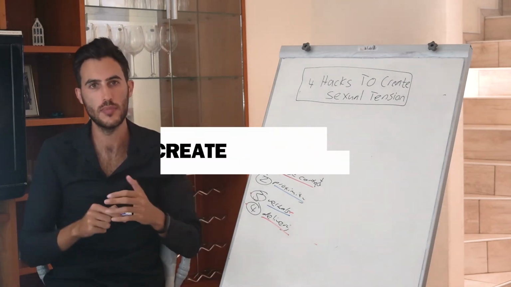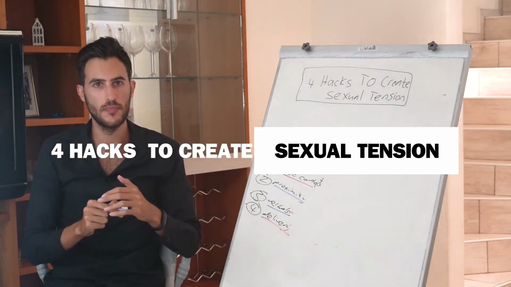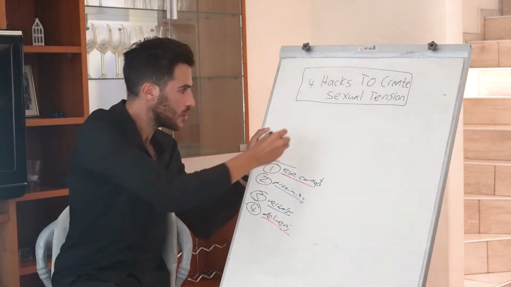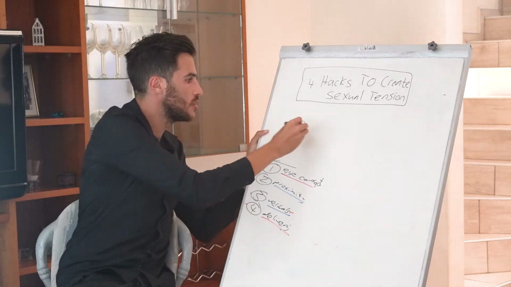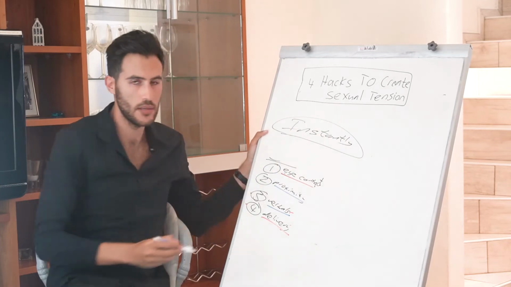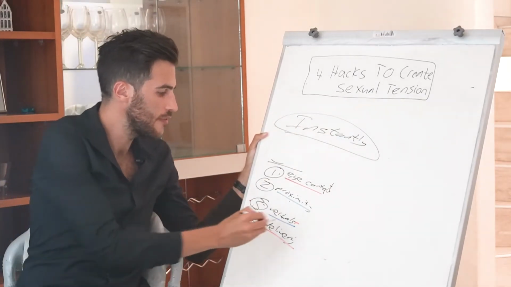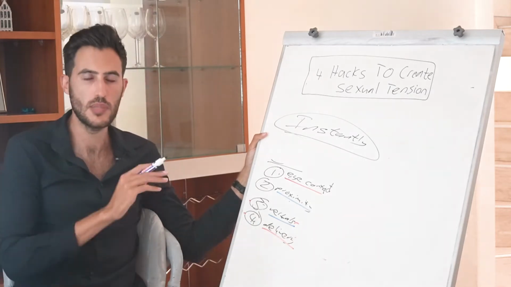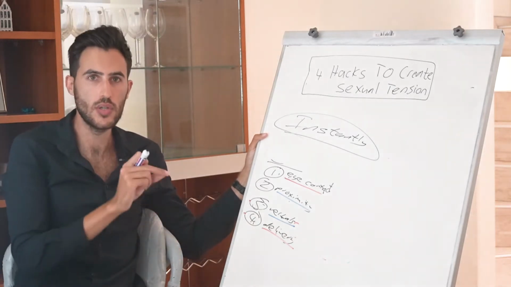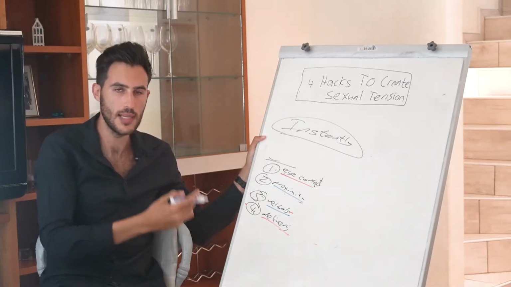Here we're going to be discussing the 4 hacks to create sexual tension. Okay, so if you want to create sexual tension instantly, you need to be using these 4 hacks. Number 1, eye contact. Number 2, proximity. Number 3, verbals. Number 4, delivery. I'm going to explain each one. If you want instant sexual tension, you need to be using these 4 things. Okay, it's as simple as that.